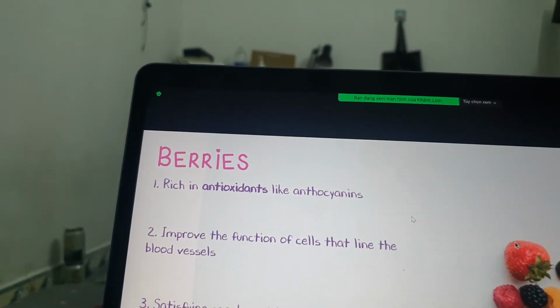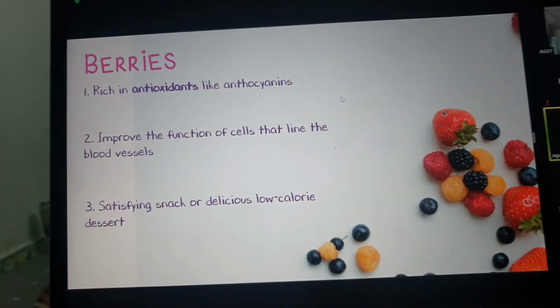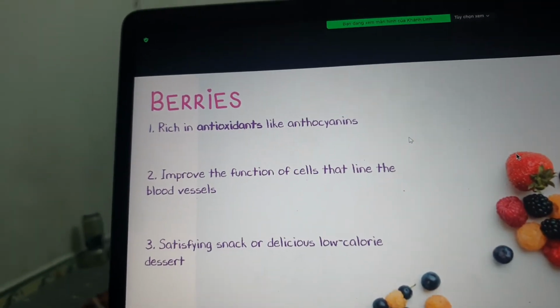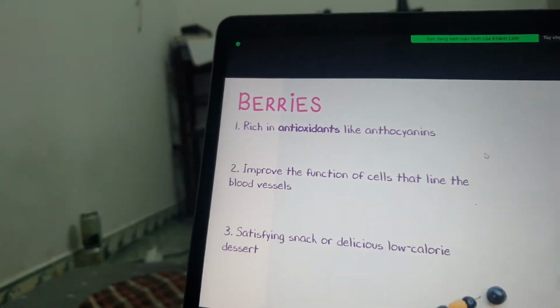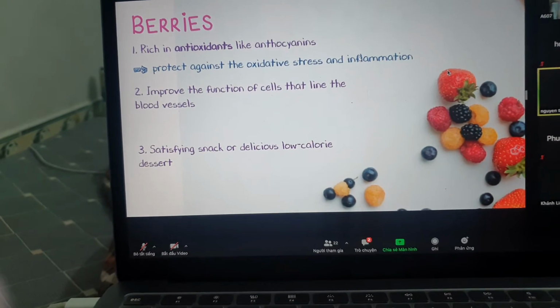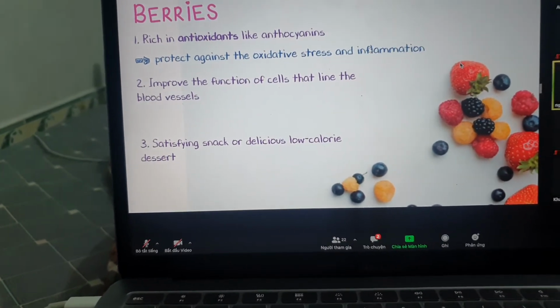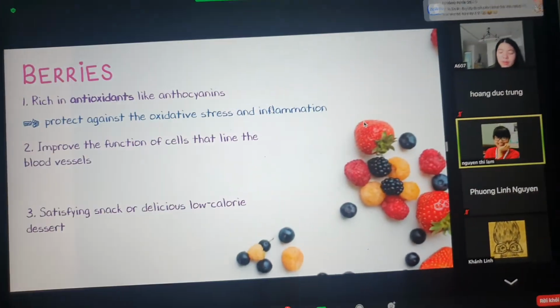Berries are rich in antioxidants, like anthocyanin, which protects against the oxidative stress and inflammation that contribute to the development of heart disease.